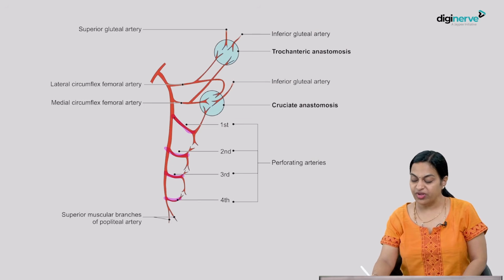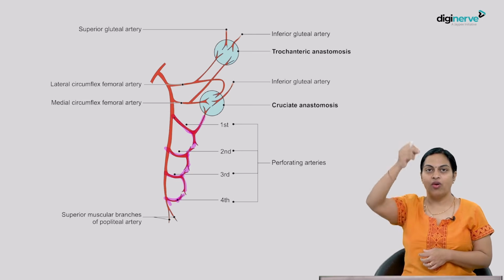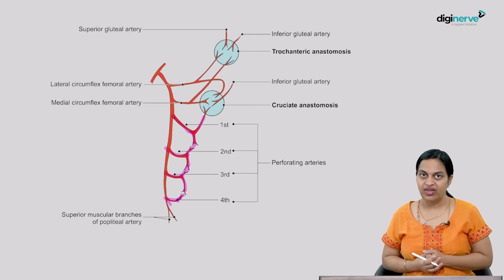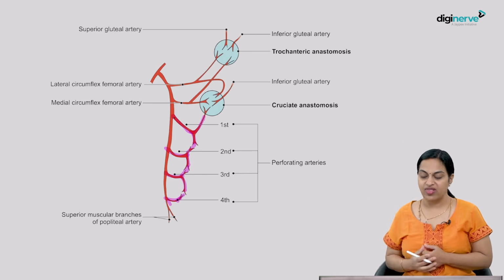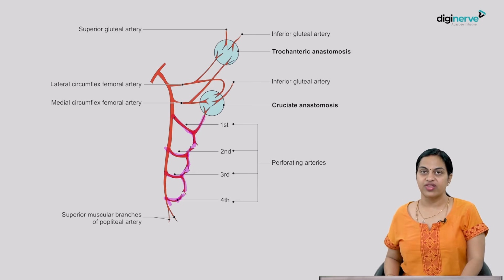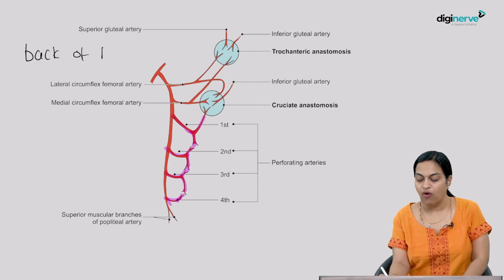You can also appreciate each perforator is going to divide into ascending and descending branch, and they anastomose with one another. A longitudinal chain is formed there. Anastomosis between the branches of the successive perforators. This anastomosis provides a potential blood supply to the back of thigh.